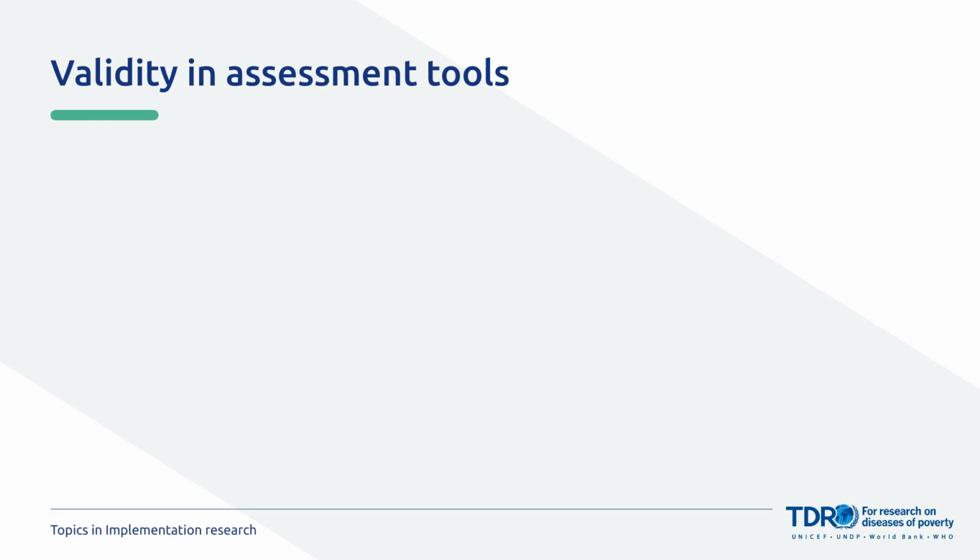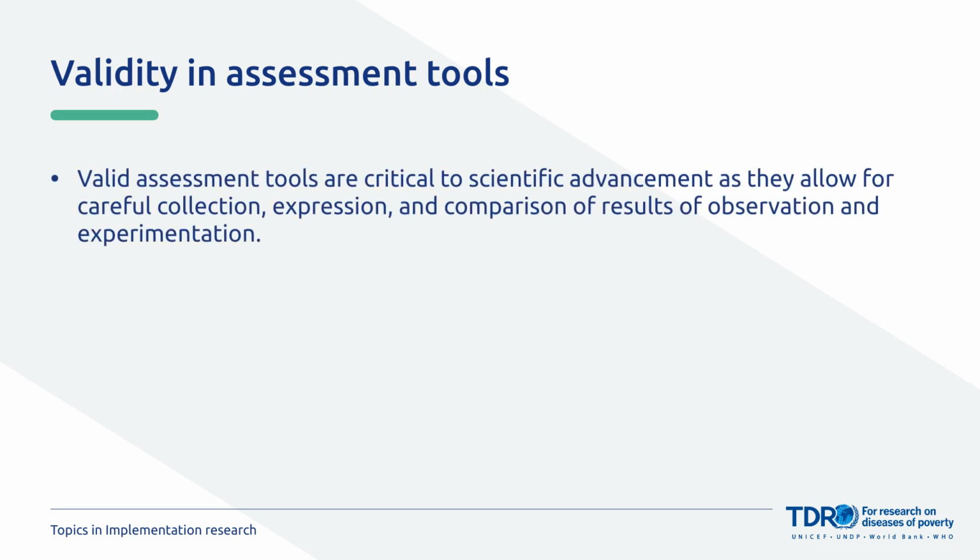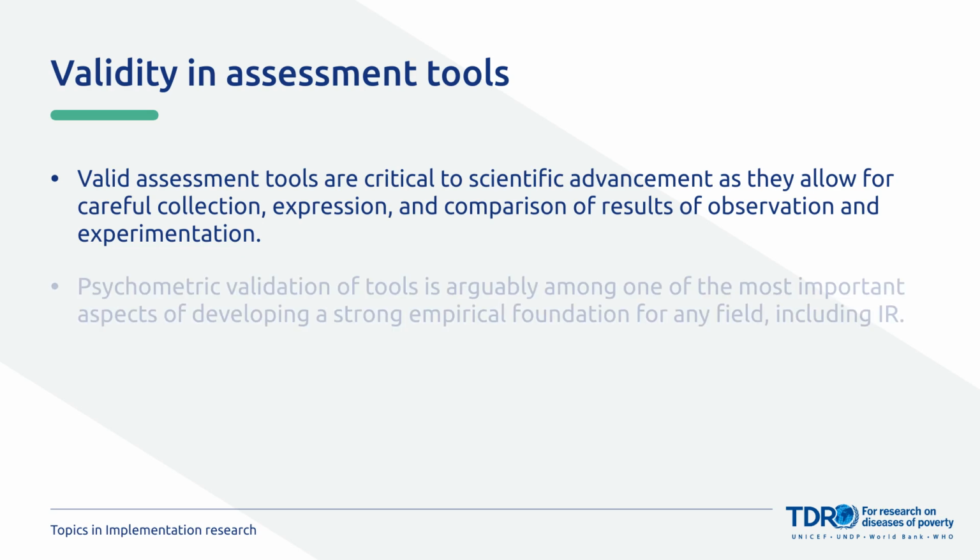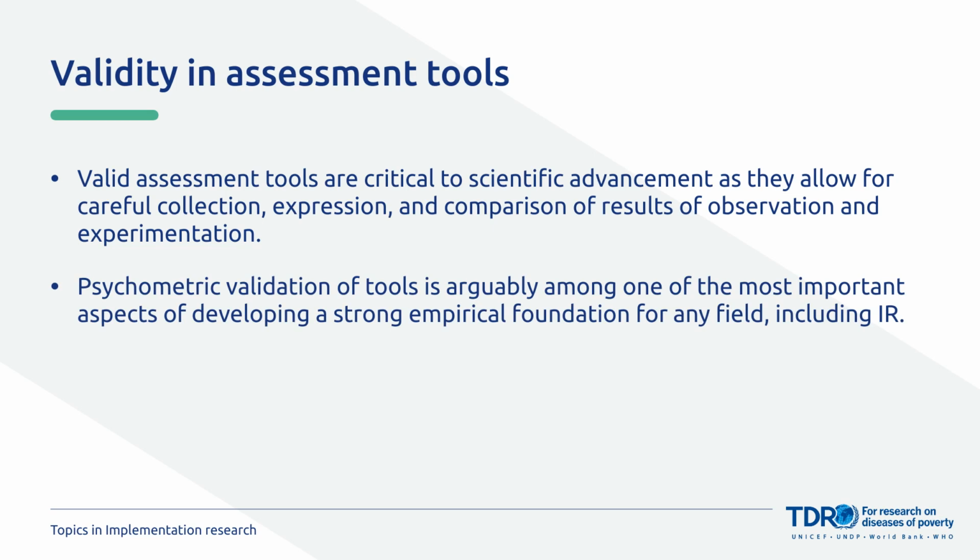Let's move on to discuss validity in assessment tools. Having valid tools is crucial for scientific progress because they enable accurate collection, expression, and comparison of observation and experiment results. In implementation research, psychometric validation of tools is especially important. Low-quality tools have hindered the discovery and application of evidence-based implementation strategies for widespread delivery of evidence-informed interventions. Without validated tools, confidence in study findings and interpretations, as well as assessing implementation fidelity, is compromised.